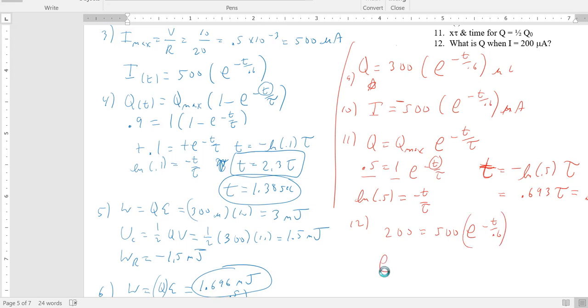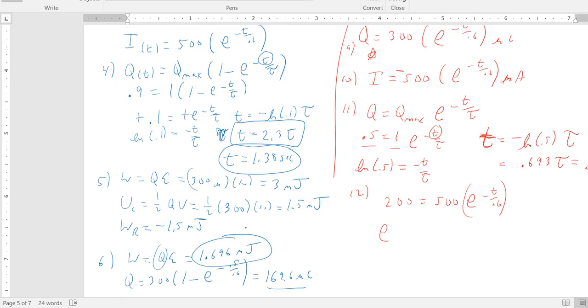We could solve for time. We've got to figure out at what time the current is 200 microamps. We need to know time, but we're going to shortcut here. We're going to solve for this. So this is just equal to 2/5, right? And then we're going to plug that in, because we want to know the charge when e to the negative t over tau equals that.